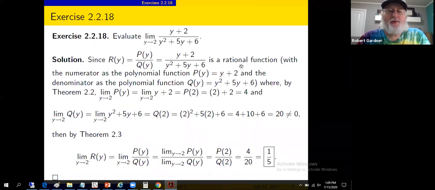Treat this as the rational function. Then let's concentrate on the numerator and the denominator. The numerator is the polynomial function y plus 2. The denominator is the polynomial function y squared plus 5y plus 6.